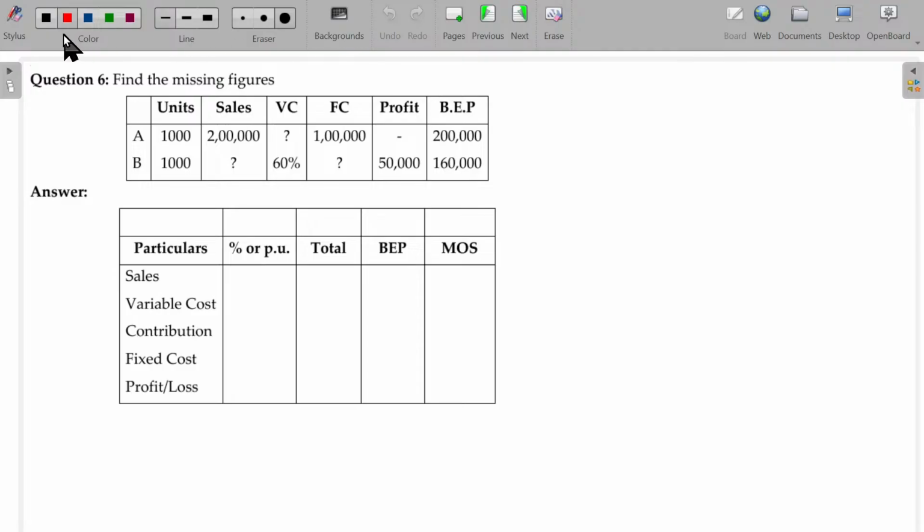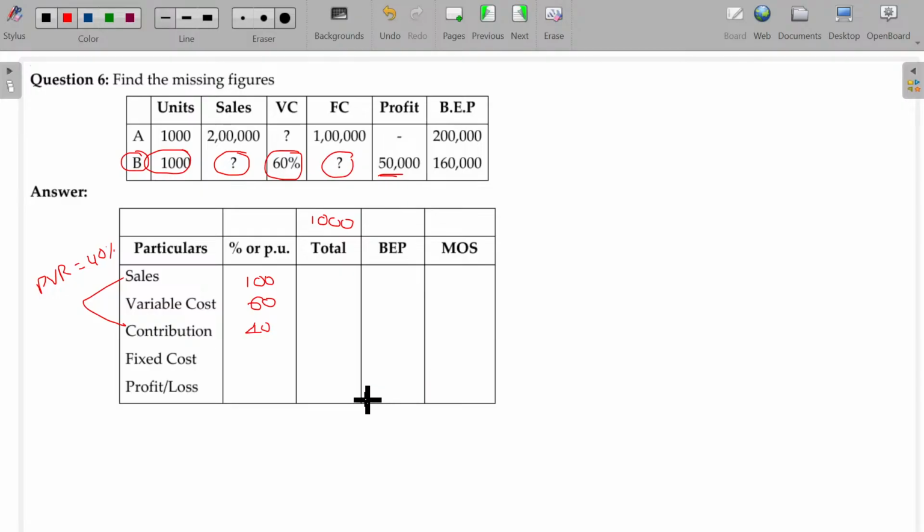Now for B, let's try for B. In B also total number of units sold being 1000. Sales required to be calculated. Variable cost is 60. If the variable cost is 60%, it means in sales it is 60% and contribution should be the balancing figure 40. If the variable cost is 60%, then the PVR is 40%. 60% for the variable cost, balance is the contribution. Okay, then the PVR is equal to 40%.